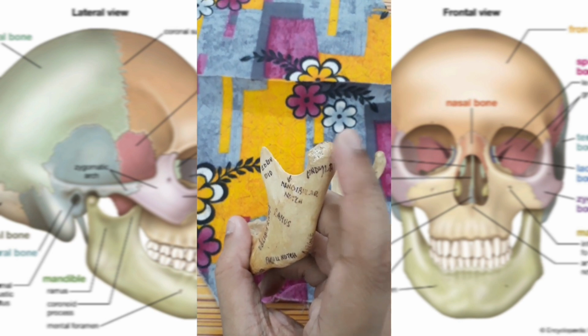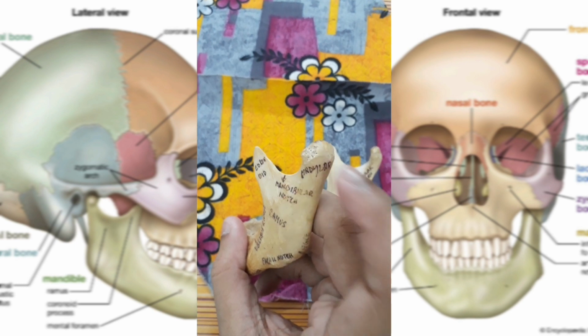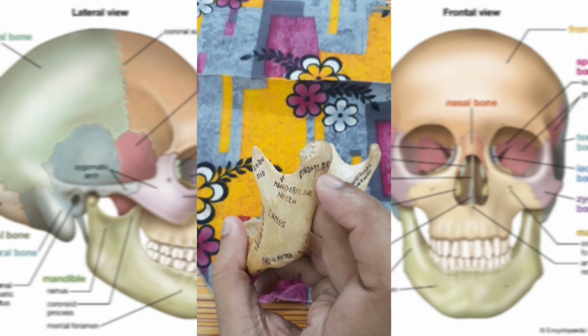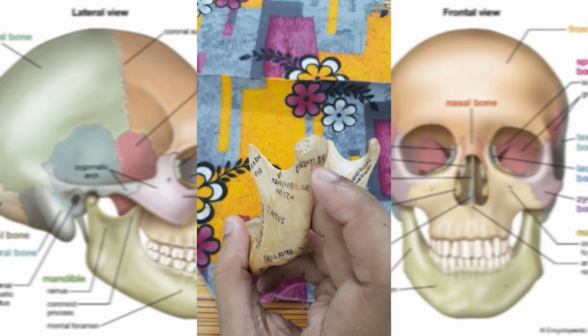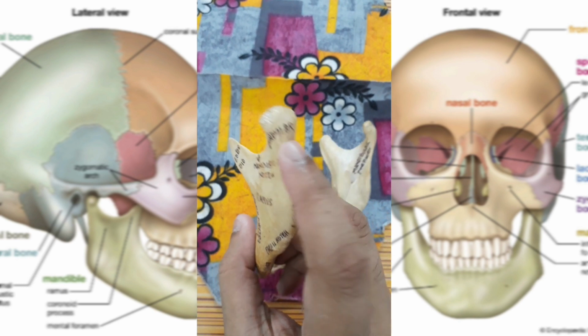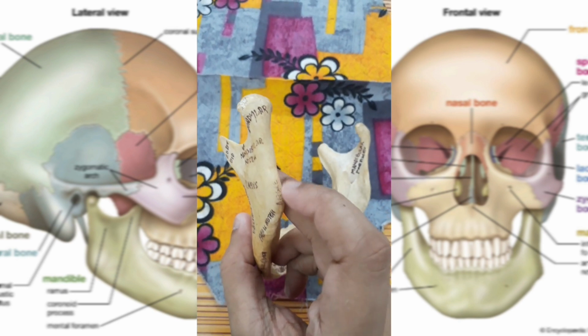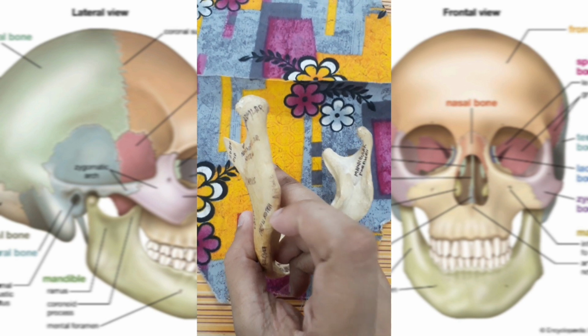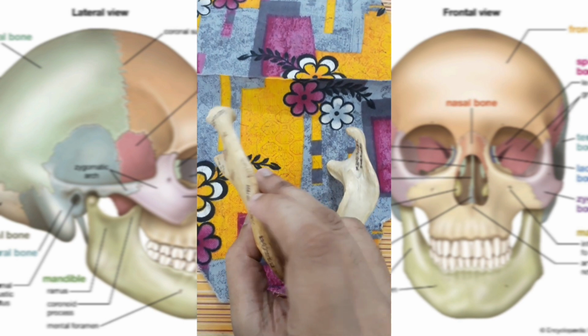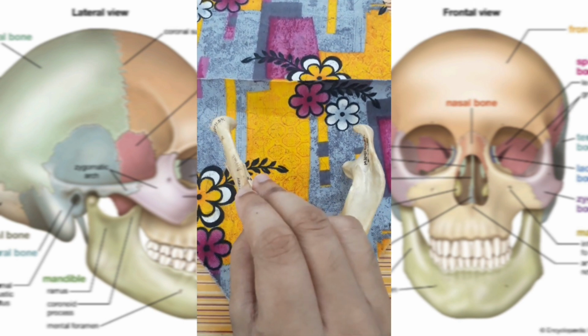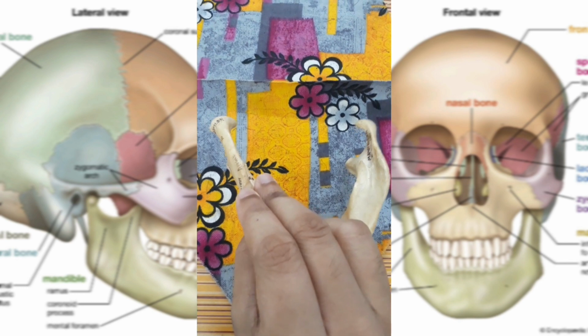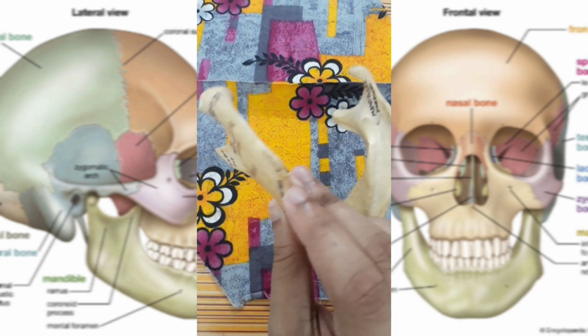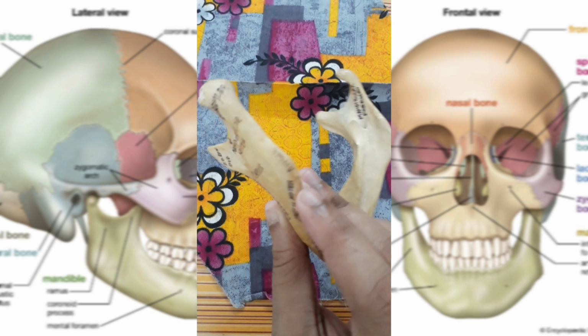Next we'll move on to the inner aspect of the symphysis menti. The inner aspect of the symphysis menti possesses 4 tubercles. These are called the genial tubercles. Okay, let's continue. So we are studying the genial tubercles.